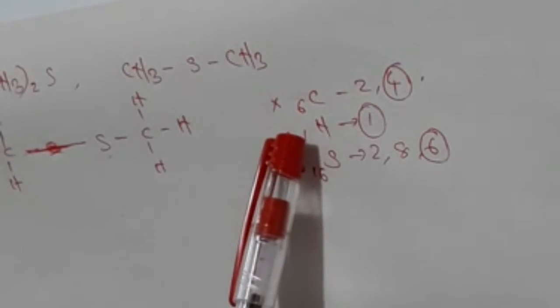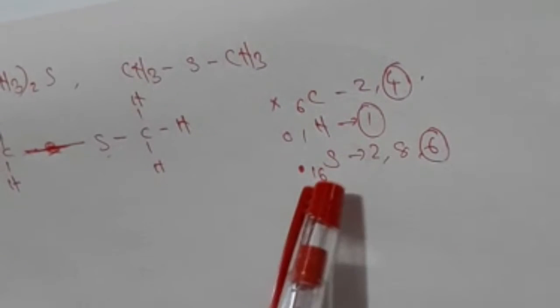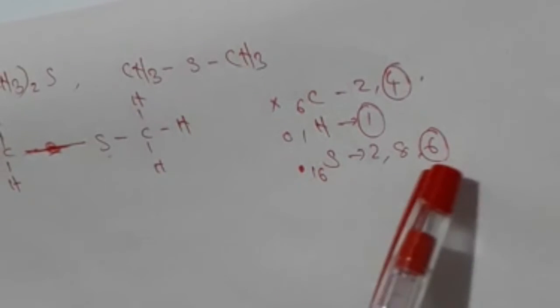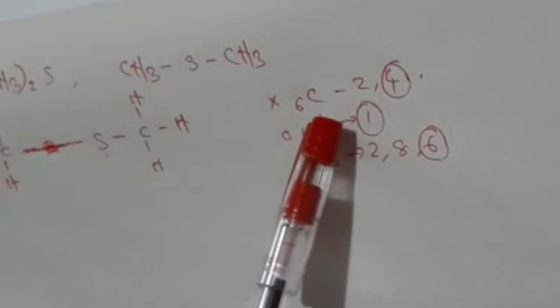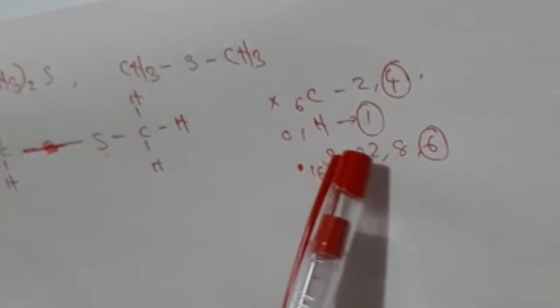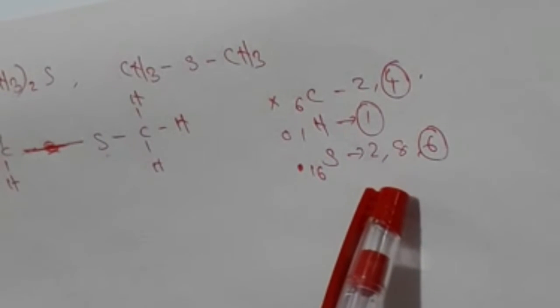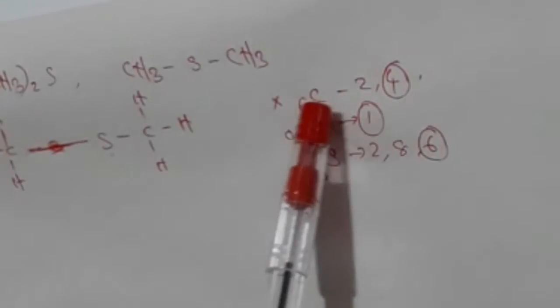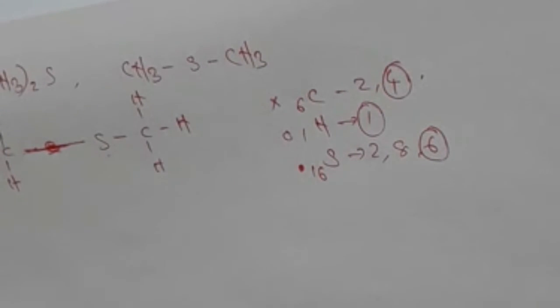Carbon, we know, has atomic number 6, electronic arrangement 2,4. Hydrogen has atomic number 1. Sulfur is 16, arrangement 2,8,6. According to the question paper, we have to use X to represent electrons of carbon, O to represent electrons of hydrogen, and a dark spot to represent electrons of sulfur. We use only the outer shell electrons: carbon 4, hydrogen 1, sulfur 6.